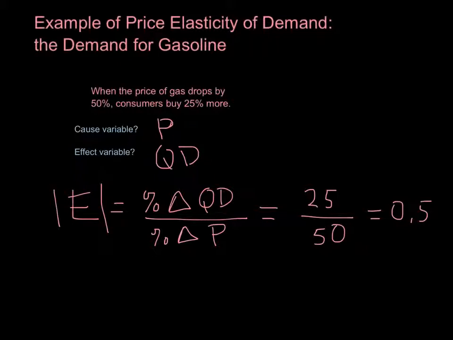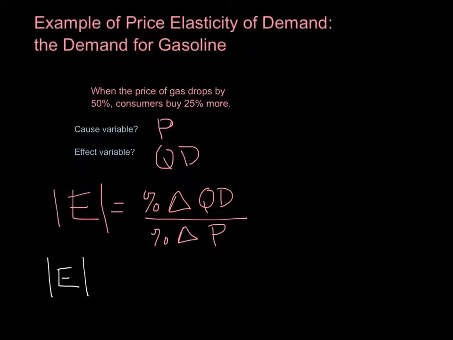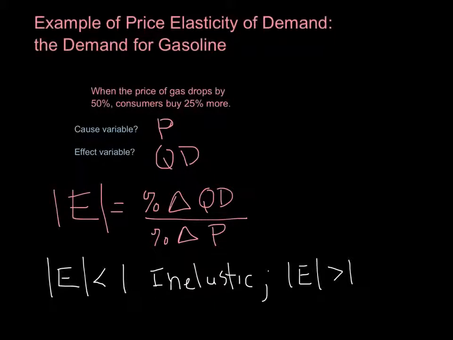In general, when the absolute value of an elasticity coefficient is less than 1, we call this inelastic. And when that value is greater than 1, we call it elastic. Remember the not-so-stretchy rubber band for inelastic and this very stretchy rubber band for elastic.